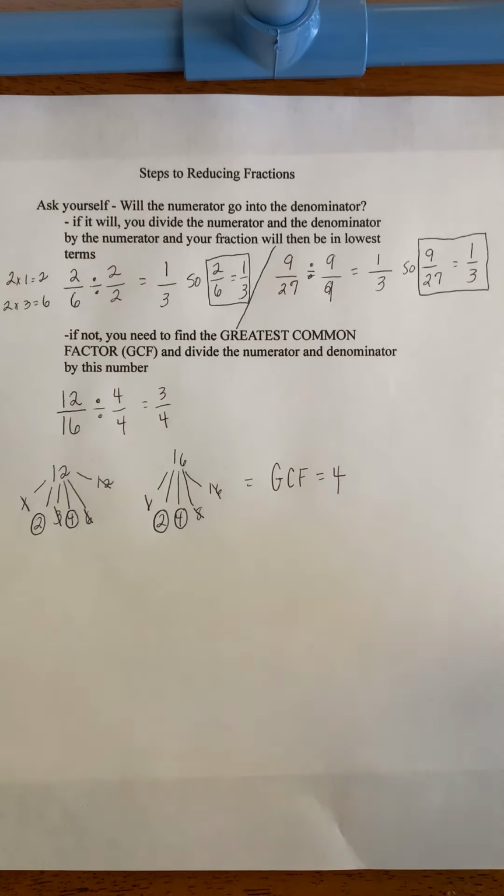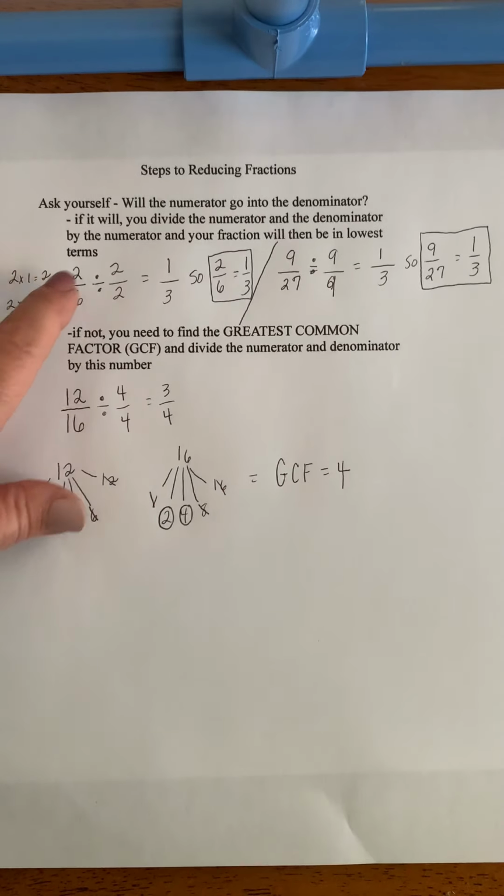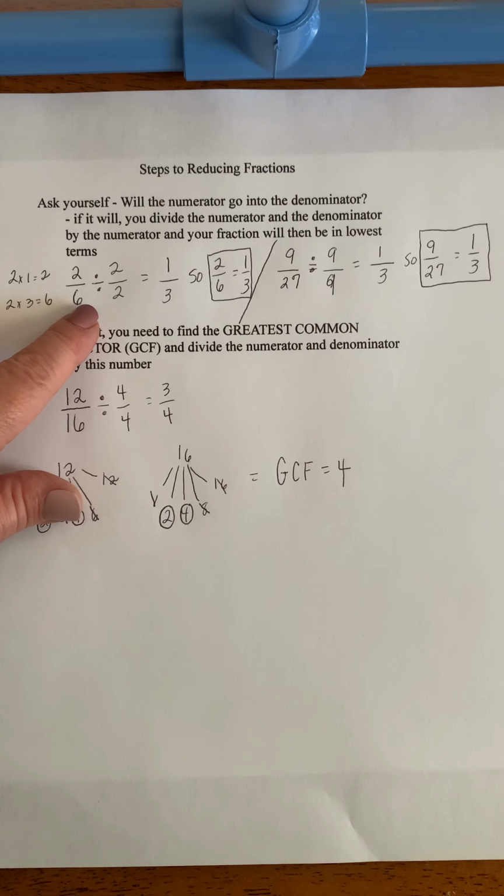I'm looking for the word. This is steps to reducing fractions. And right now, I really can't see it real well. I know your eyes are better than mine. So it might be good if you can print it. I don't know how well it's going to print because it is a picture. But I'm going to read it for you. Ask yourself when you start reducing fractions, will the numerator go into the denominator?